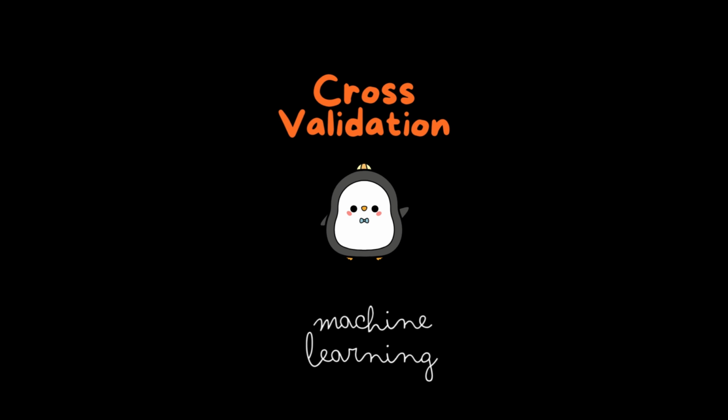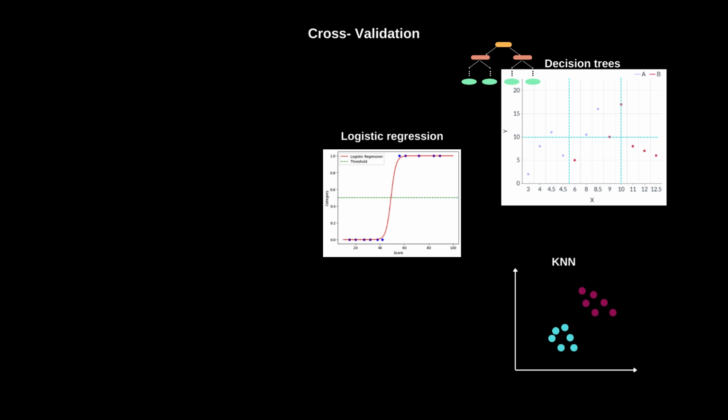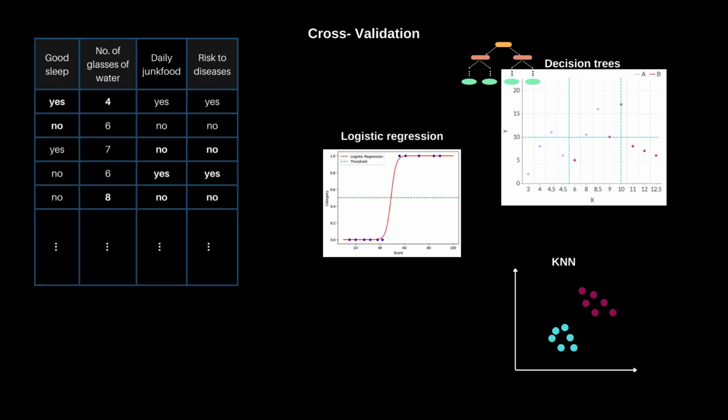Hi everyone. Today we are diving into the concept of cross validation, a super handy technique in machine learning. So let's make it fun and easy to understand. Imagine we have this cool dataset with information about how well people sleep, how much water they drink, and their daily junk food habits. This dataset helps us predict whether someone will end up with health conditions or not.